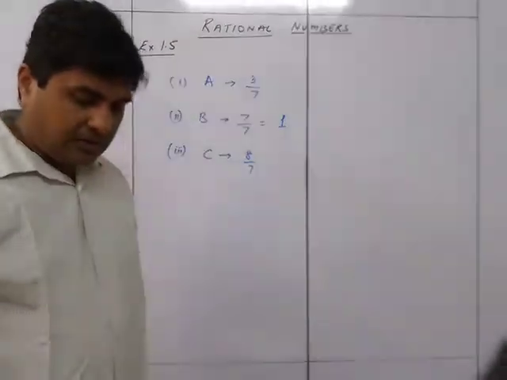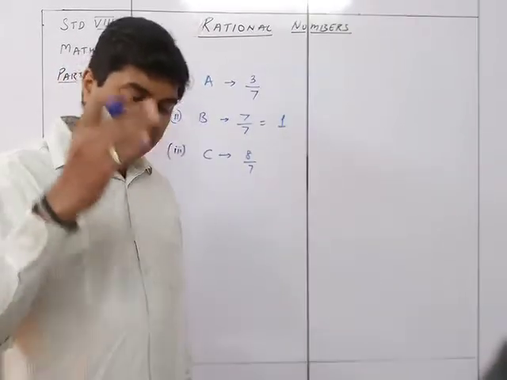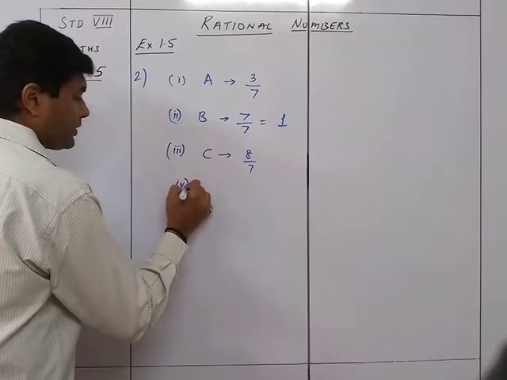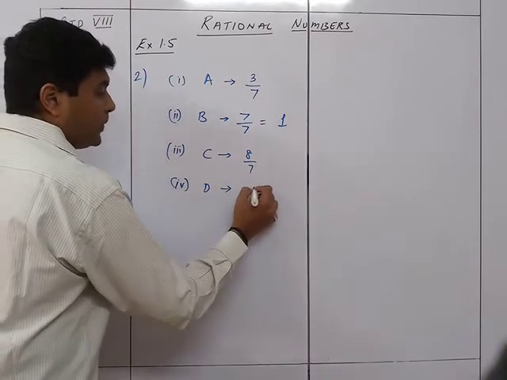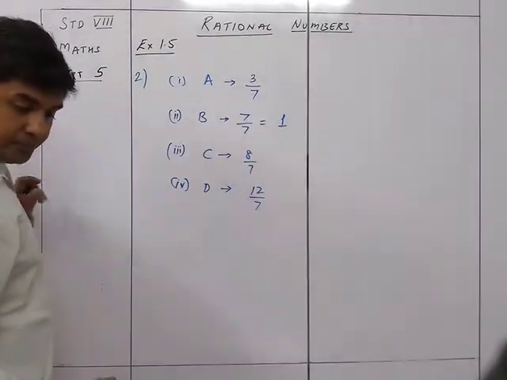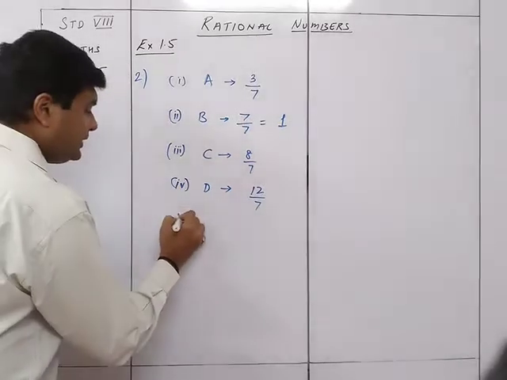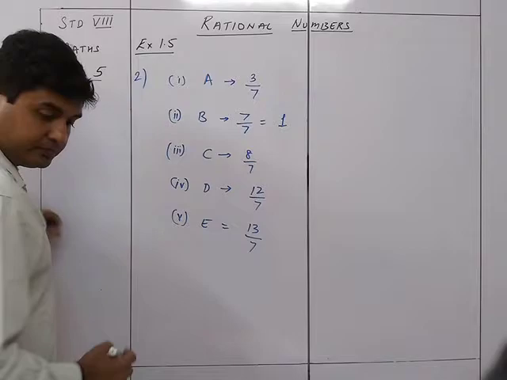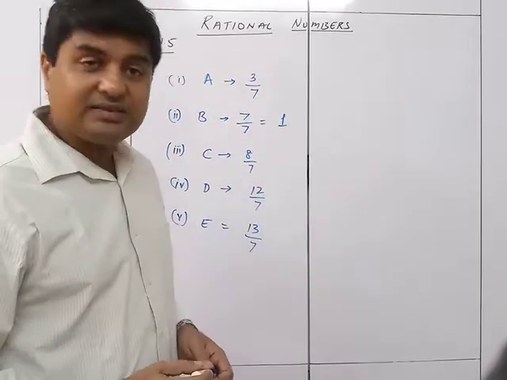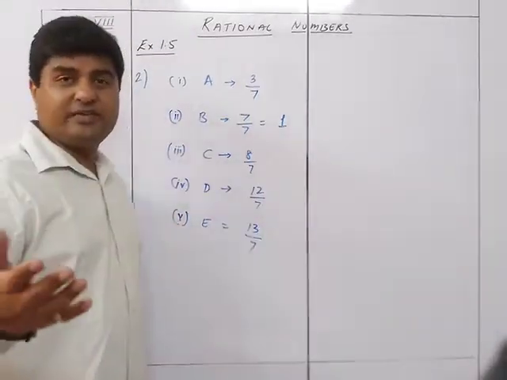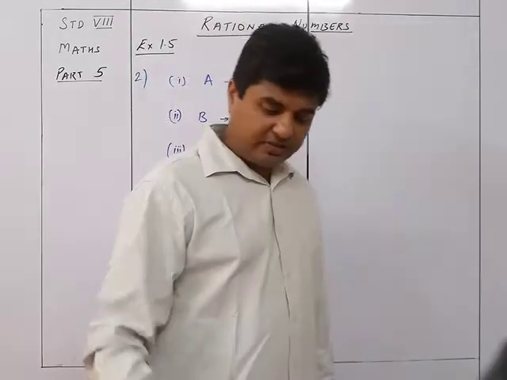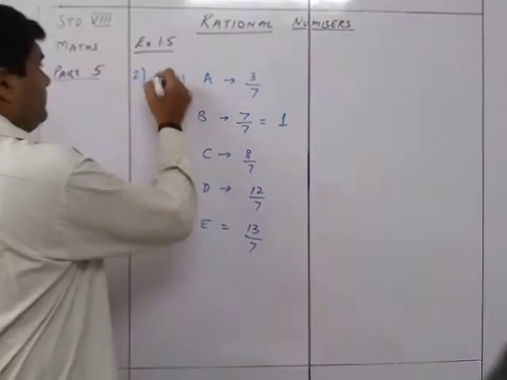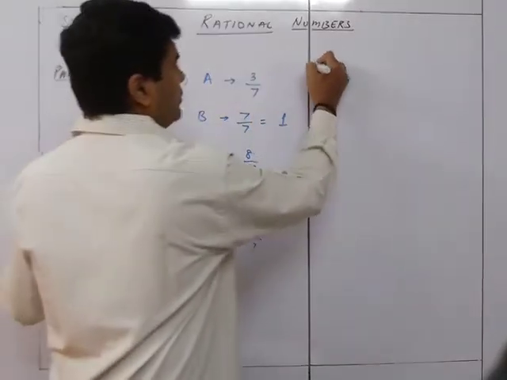The next is 9 upon 7, 10 upon 7, 11 upon 7, then 12 upon 7. So D is going to be 12 upon 7 and E will be equal to 13 upon 7. Okay, E is 13 upon 7. 14 upon 7 is nothing but 2. So that is how we are going to get it. So this was the first part. We go to the second one now.